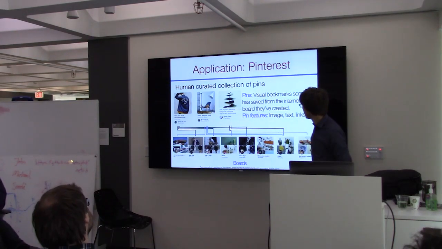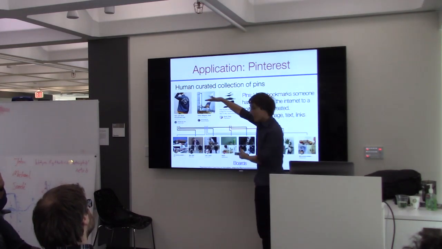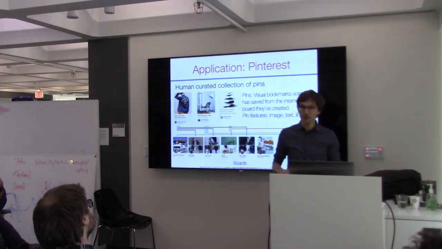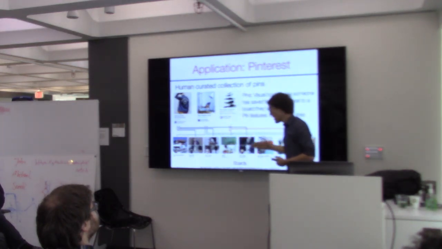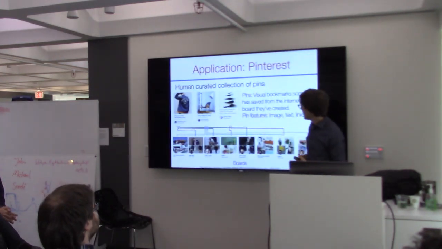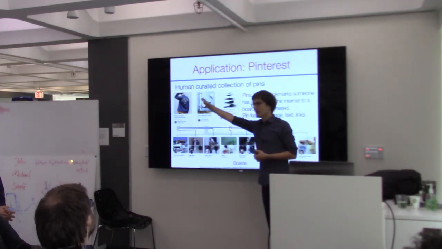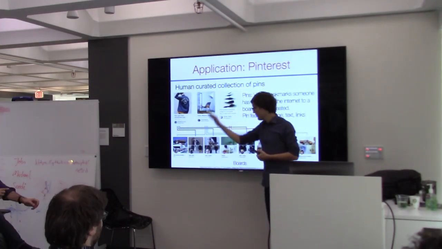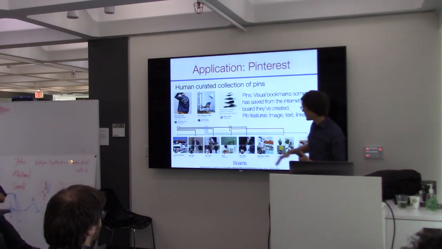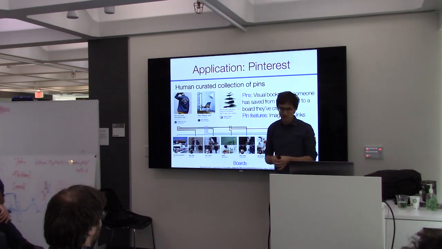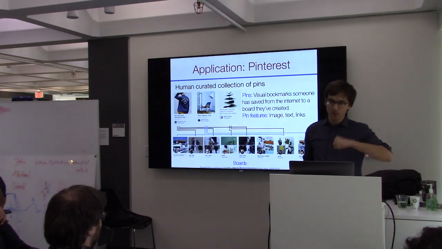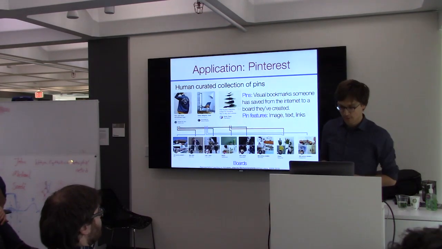Their own collection. You can think of this as a giant bipartite graph of objects, pins, being manually classified into collections. The graph has about 3 billion pins, about 2 billion boards, and about 200 billion connections. So these objects have been classified manually 200 billion times into different collections.